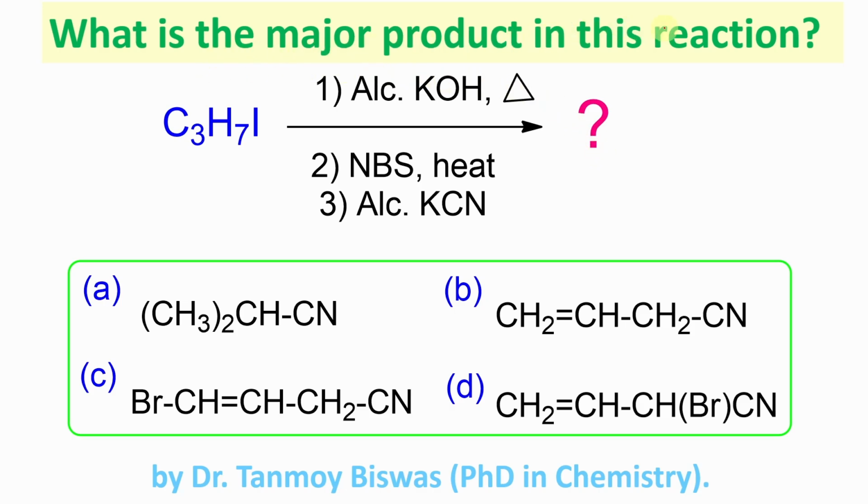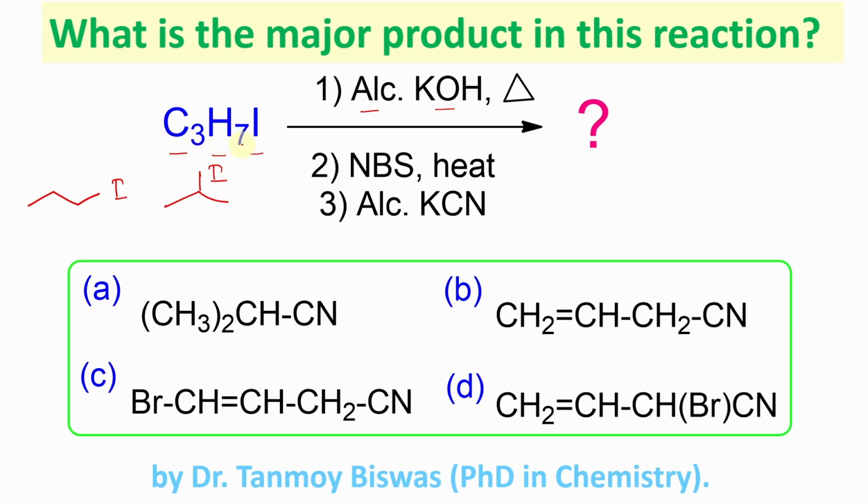So what is the major product in these reactions? This is actually C3H7I reaction with alcoholic KOH, heat, then NBS. What is the product? Now first let's look at the substance C3H7I. So your question will be, sir, two options possible: one, this is n-propyl iodide, or two, isopropyl iodide. How can I understand? See, I agree you have a problem.